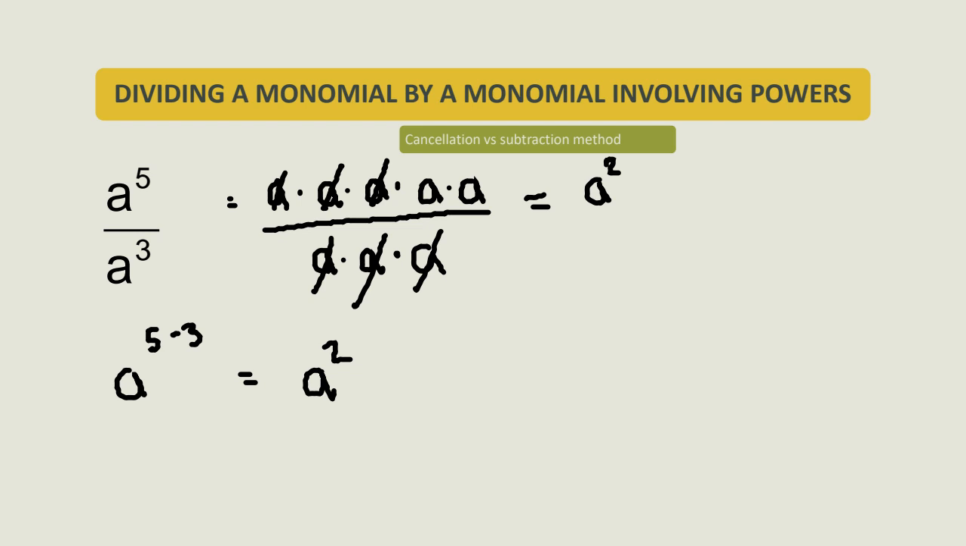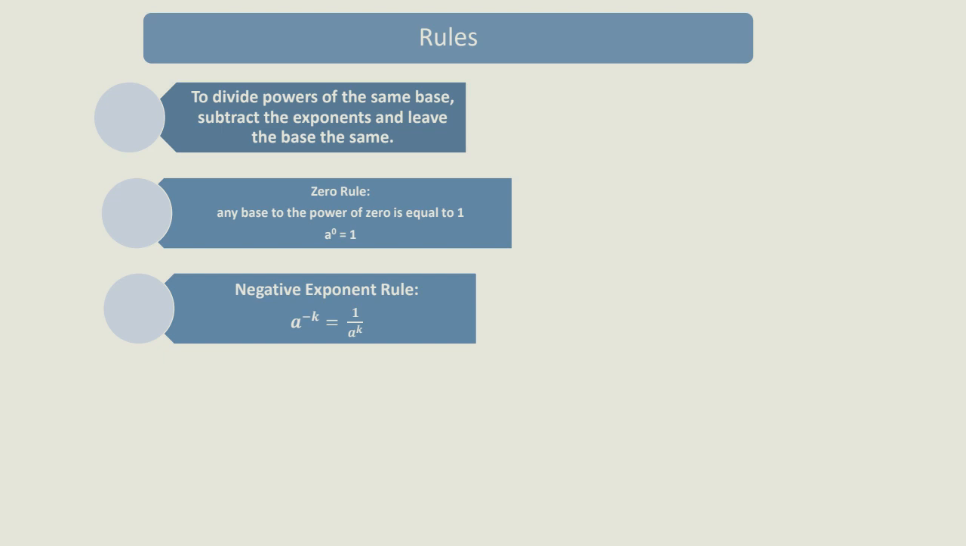So some rules. To divide powers of the same base, subtract the exponents and leave the base the same. So that's basically what we just did. We leave that variable or that base the same, and we just subtract those exponents. The 0 rule is any base to the power of 0 becomes a 1. We could have gone over this in the multiplication booklet, but if I have 2 to the power of 0, it's a 1. If I have b to the power of 0, it's 1, and so on. So anything to the power of 0 is 1.